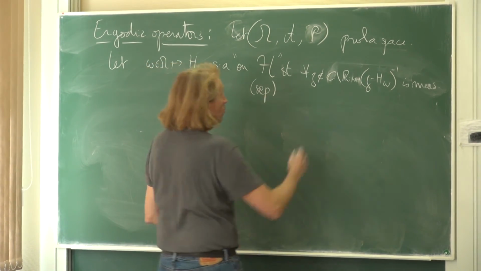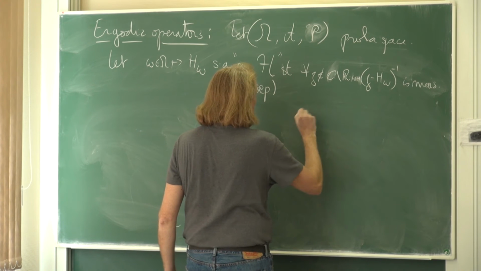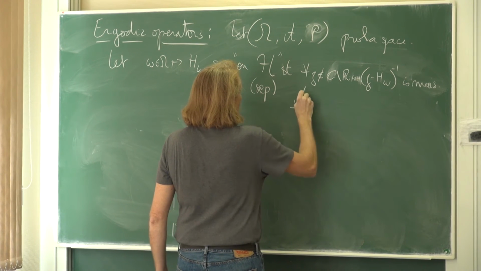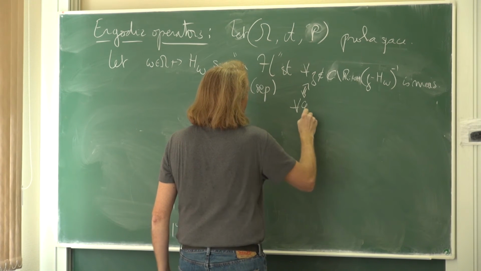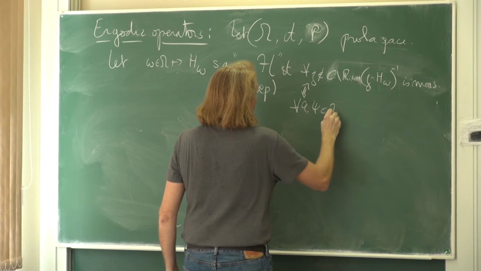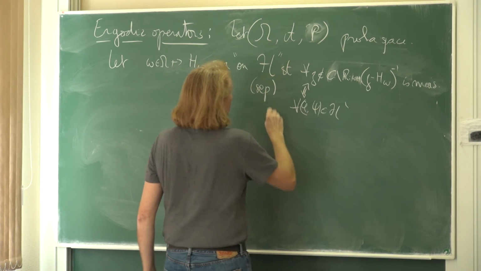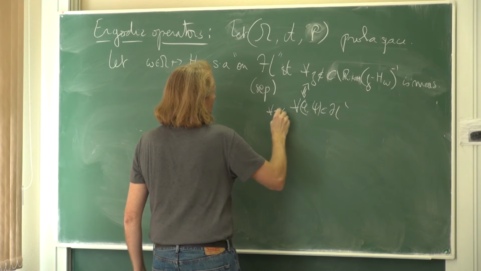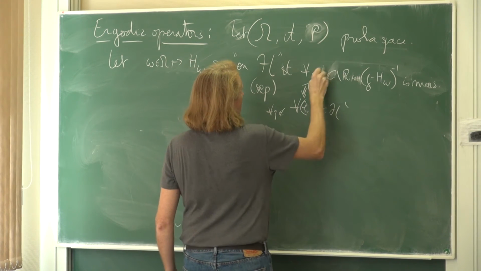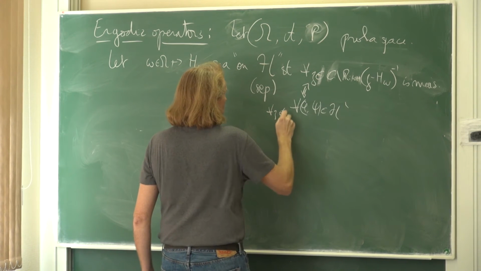So in particular, the only thing we need to assume, what does it mean? It means that this is equivalent to saying that for any phi, psi in H, for any Z that is not real, this is in C minus the real line, I forgot to say.